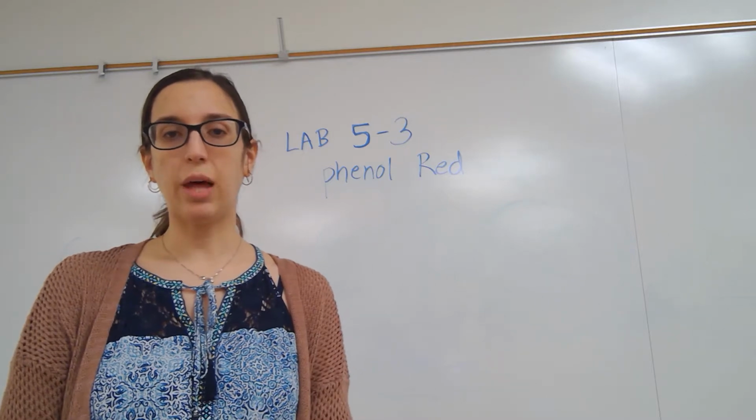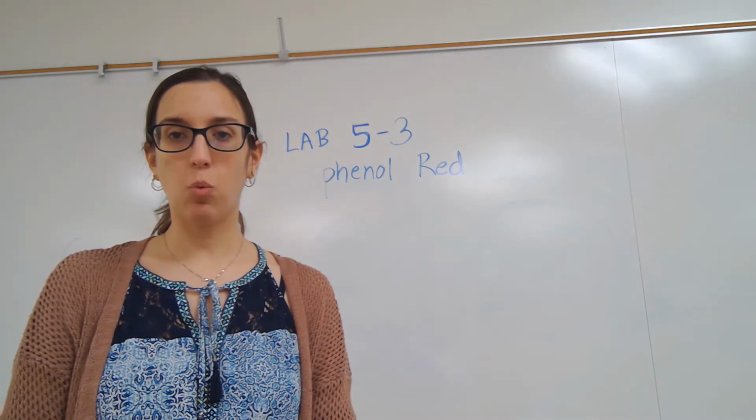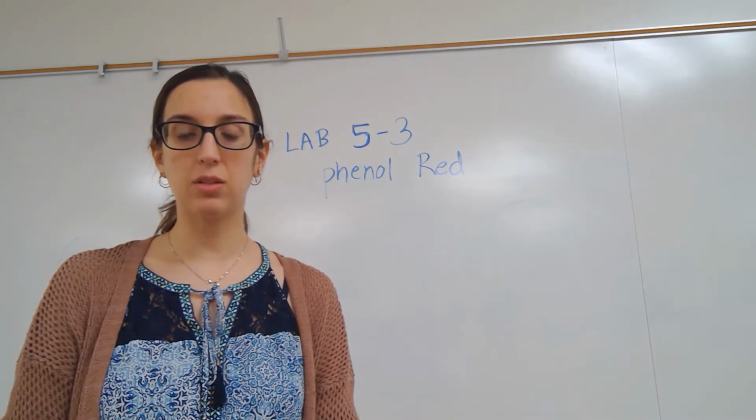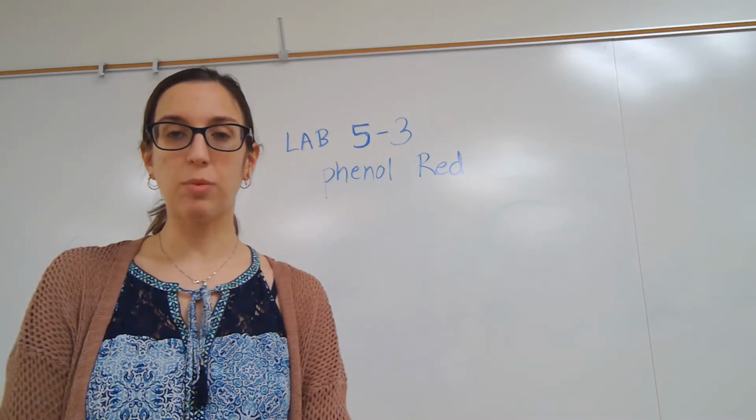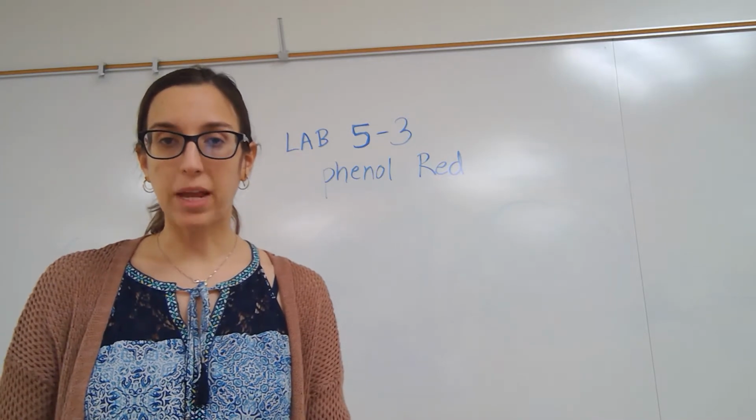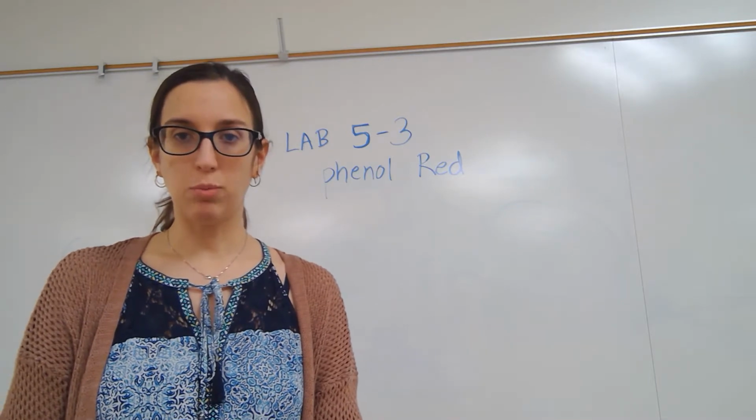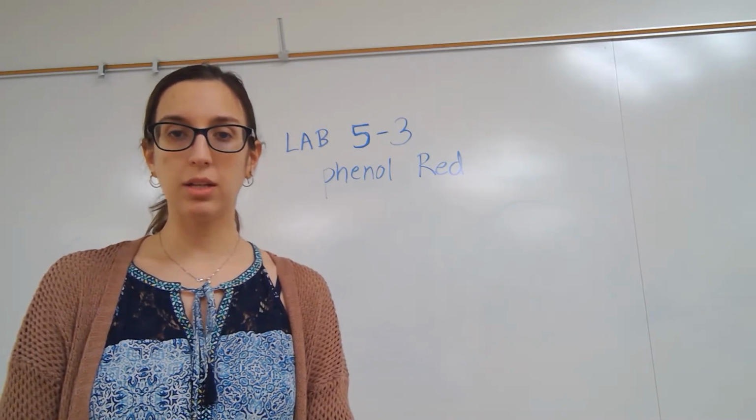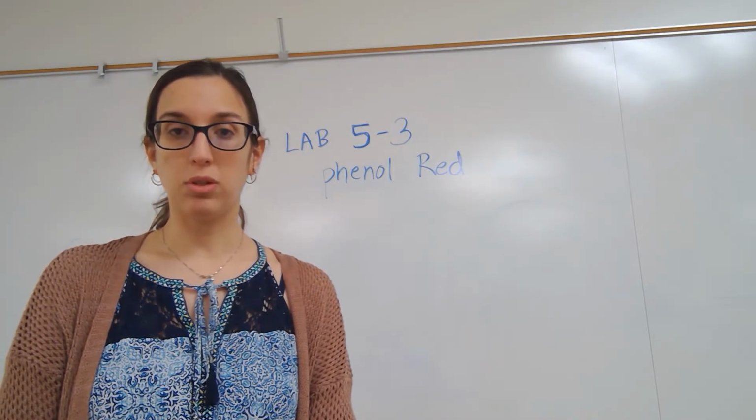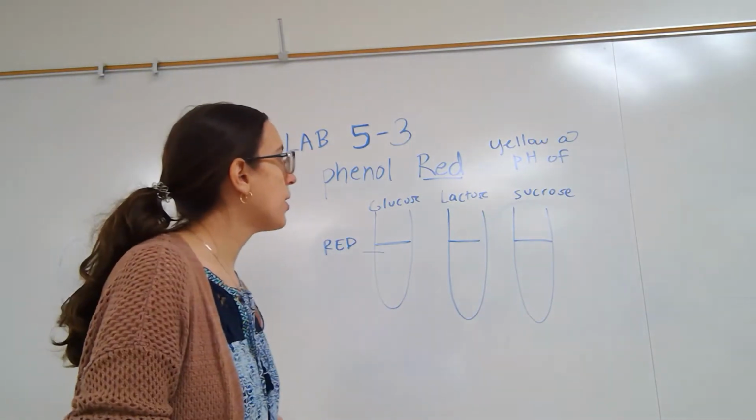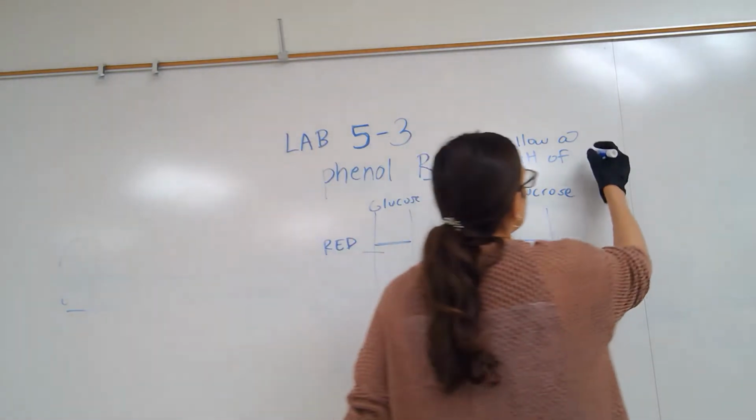Today we're going to be doing lab 5.3, the Phenol Red lab. This lab helps us detect whether bacteria can ferment specific types of sugars. In this specific experiment, we're going to be testing whether bacteria can ferment glucose, lactose, or sucrose, each in separate tubes. So today I'm going to show you how to inoculate 3 different bacteria, and the results, and how to interpret the results. So this pH indicator will turn yellow at a pH of below 6.8.